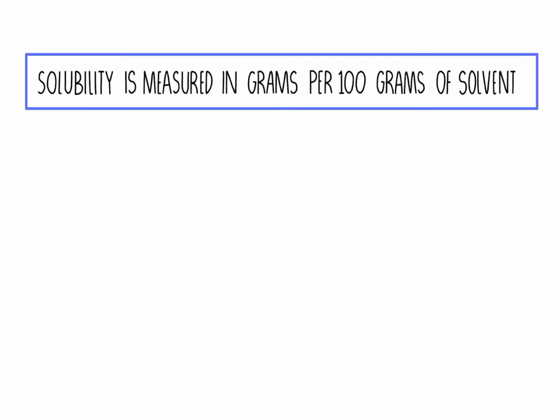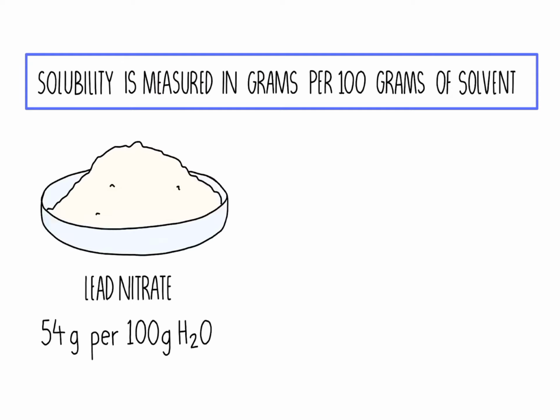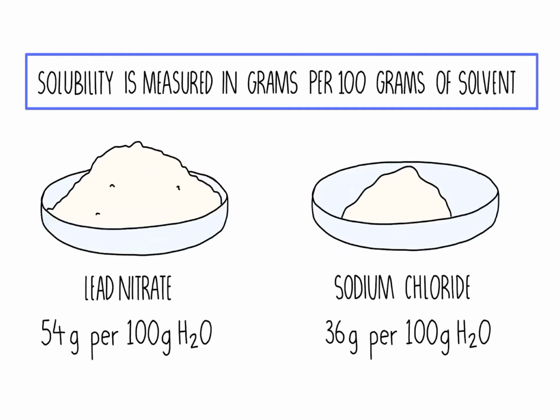Okay, so now we're going to talk about solubility, which is the ability of a solute to dissolve in a solvent. It is measured in grams per 100 grams of solvent. So for example, the solubility of lead nitrate is 54 grams per 100 grams of water, whereas the solubility of sodium chloride is 36 grams per 100 grams of water at 20 degrees.